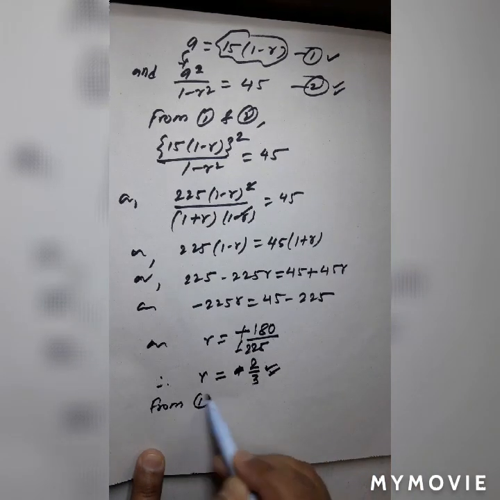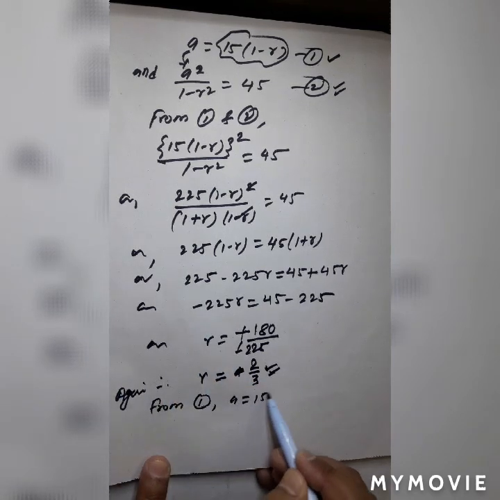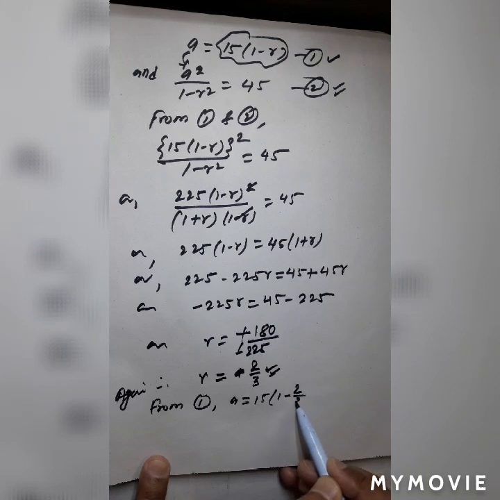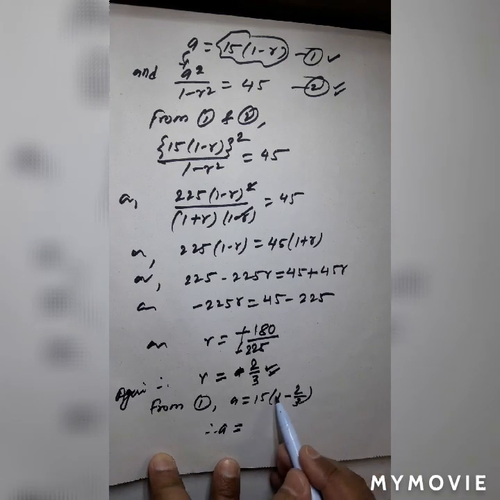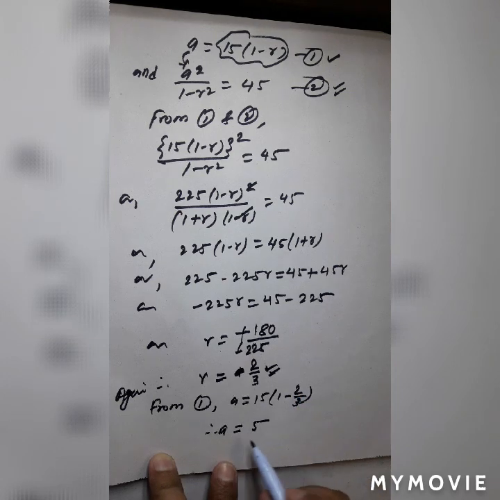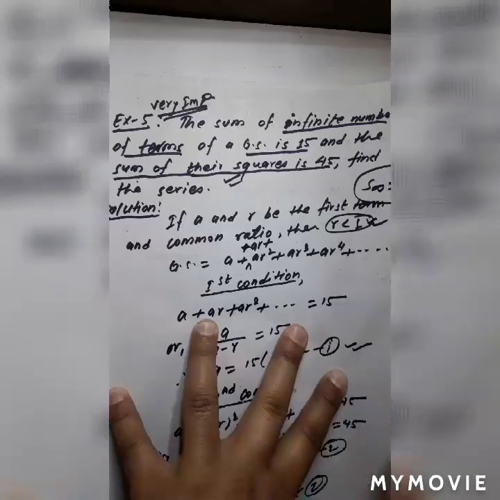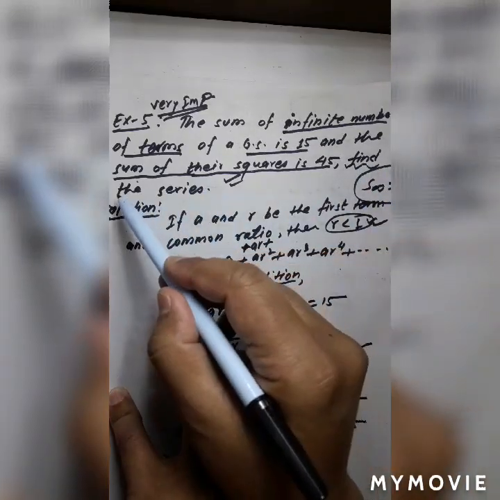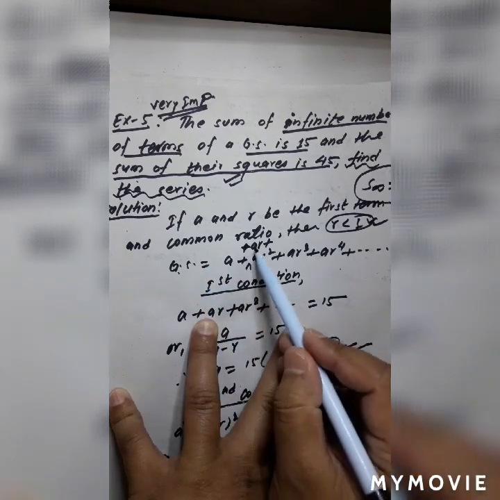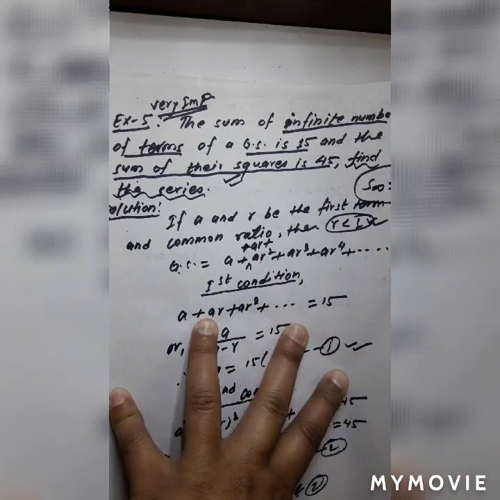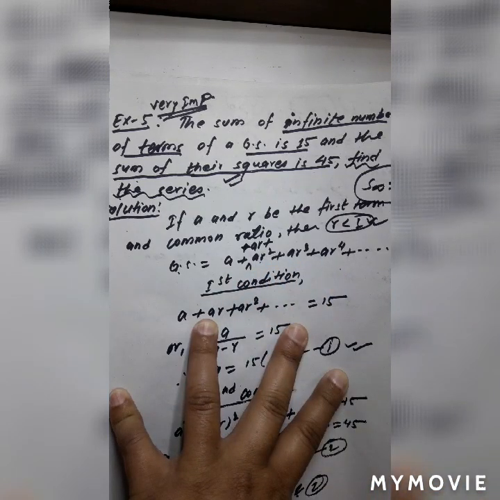Putting this value of r, which is 2 by 3, in equation 1, we get a equals 15 into 1 minus 2 by 3. If you simplify this, you will get a equals 5 only. So we have got the value of r and the value of a. Now we have to find the series. We have already supposed the geometric series a plus ar plus ar square. Now replace the values of a and r here, then you will get your series.